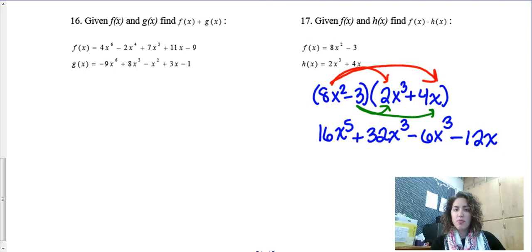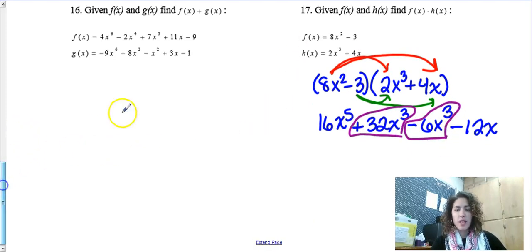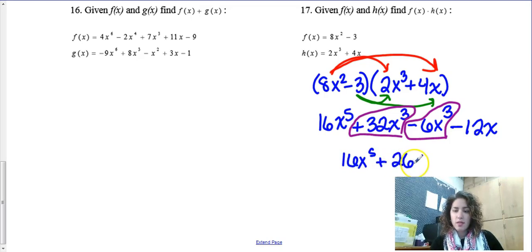Last step will be to combine like terms. Same variable raised to the same power. Now notice, all of these have an x term, but only these two have the same power. So I can combine these two. Everything else will stay. So we get 16x to the fifth plus 26x to the third minus 12x, and we're done.